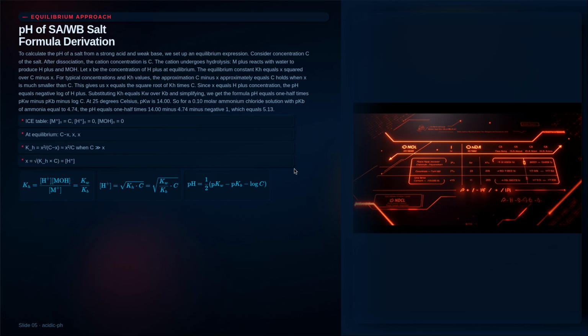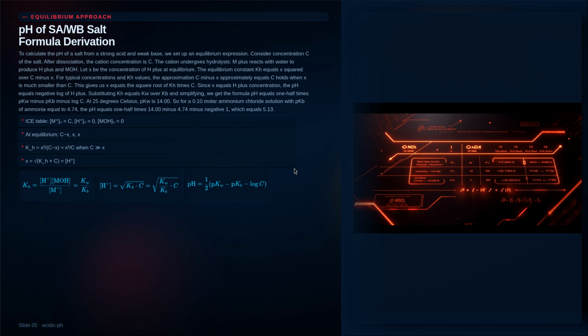For typical concentrations and KH values, the approximation C minus X approximately equals C holds when X is much smaller than C. This gives us X equals the square root of KH times C. Since X equals the H plus concentration, the pH equals negative log of H plus. Substituting KH equals Kw over Kb, and simplifying, we get the formula pH equals 1/2 times pKw minus pKb minus log C. At 25 degrees Celsius, pKw is 14.00.